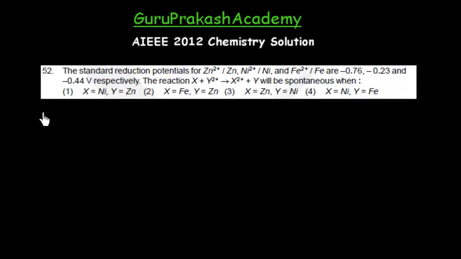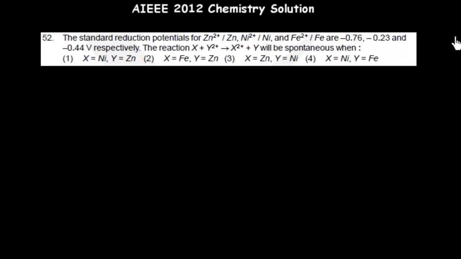Now this is question from electrochemistry chapter. So question says, the standard reduction potentials of Zn2+/Zn, Ni2+/Ni, and Fe2+/Fe are given as minus 0.76, minus 0.23 and minus 0.44. The reaction will be spontaneous when. So we have to find in which case reaction will be spontaneous.